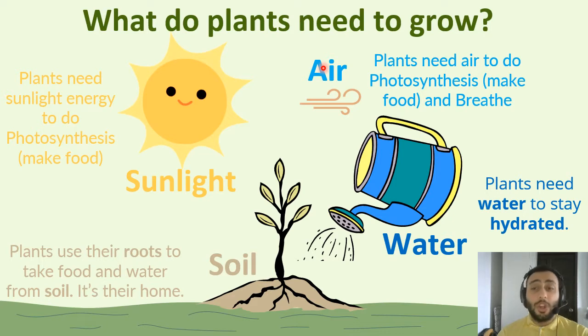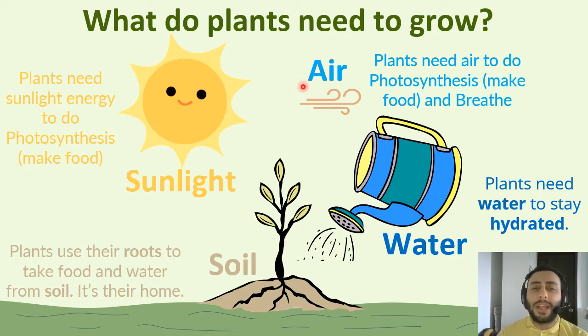For example, you know plants need water because they want to stay hydrated. Because they get thirsty. They need water just like us. You also learned that plants need sunlight to do photosynthesis. And you know that photosynthesis is making food for the plant. So plants do photosynthesis to make food. So sunlight energy is very important.